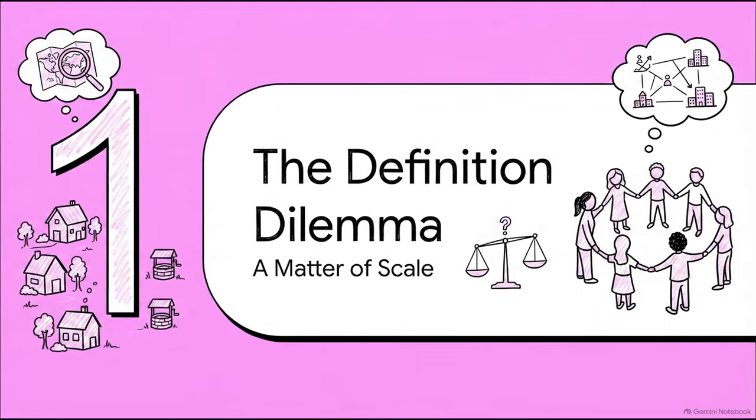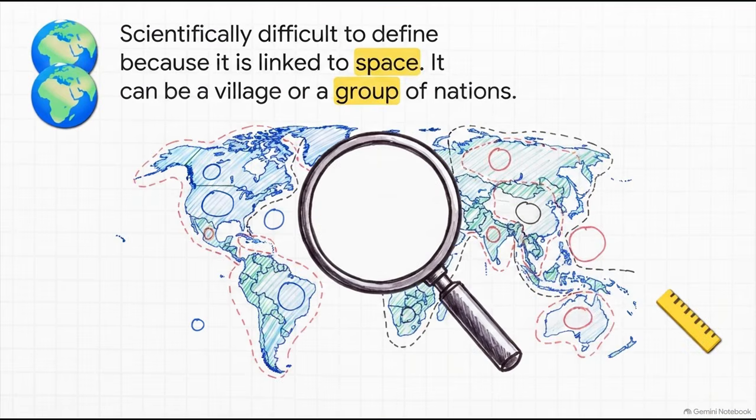Section 1. The definition dilemma. A village or a group of nations. To really grasp what a region is, we first have to tackle a massive scale problem that geographers face all the time. Actually, academics really struggle to even define it. Why? Because the term is just incredibly elastic. Depending on who you're talking to, a region can be an entire group of nations, think of the European Union, or it can be a single state, a district, or even just a tiny remote village.